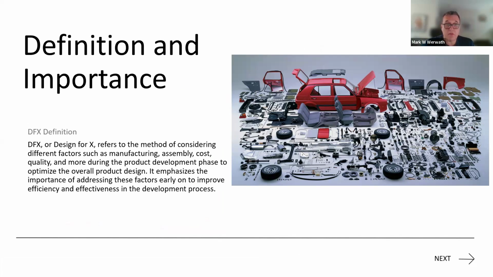Manufacturability, assembly, which is the ability for that product to easily come together, cost, quality, and this happens during the product development phase, usually during the requirements phase. It emphasizes the importance of addressing these factors early on to improve efficiencies and effectiveness in the development process. So by factoring these things in up front, you can avoid iterations of design later, which will reduce cost, reduce time, reduce effort on engineering, right?